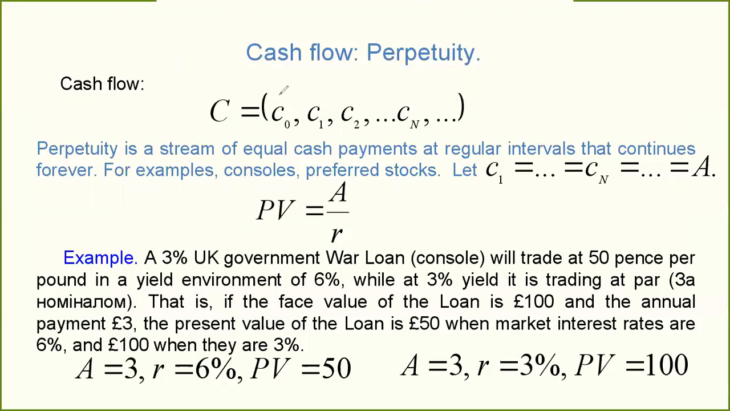So it is like this, but every payment is A, and it continues forever. And we have regular intervals. What can it be? It can be, for example, consols or preferred stocks, which pay their holder equal payments at regular intervals and forever.